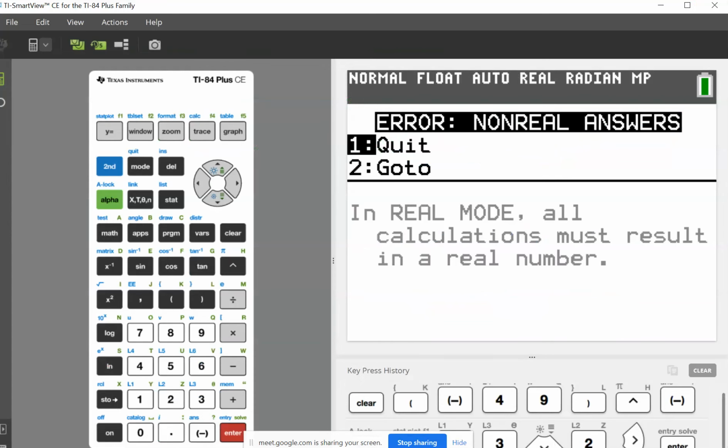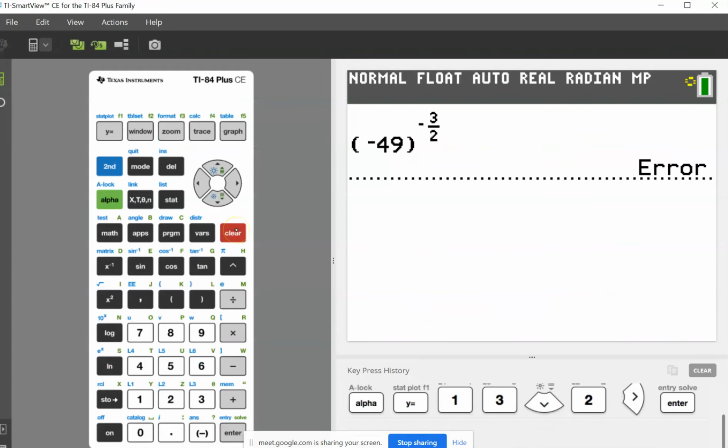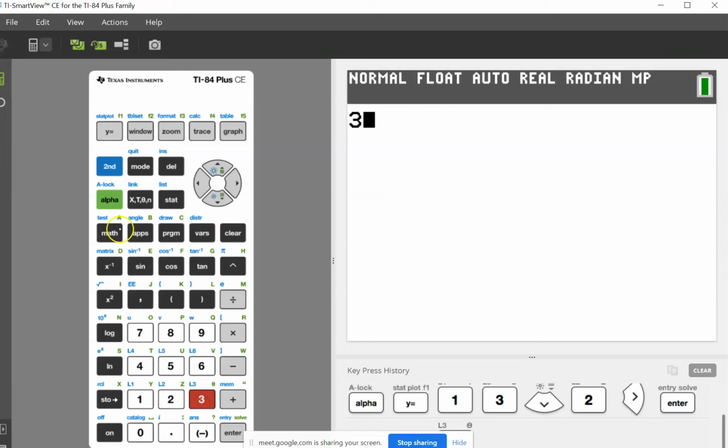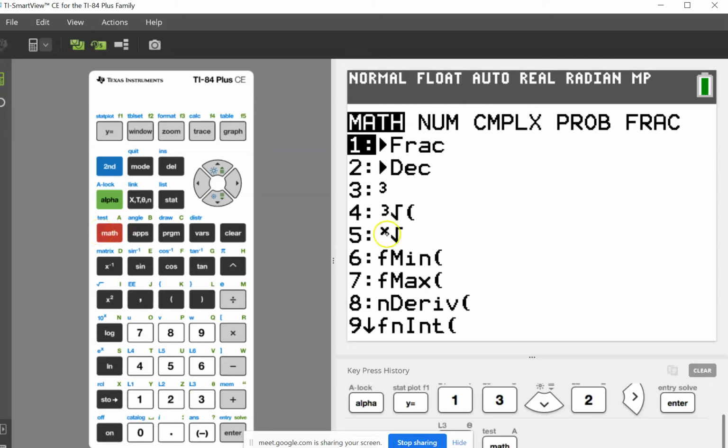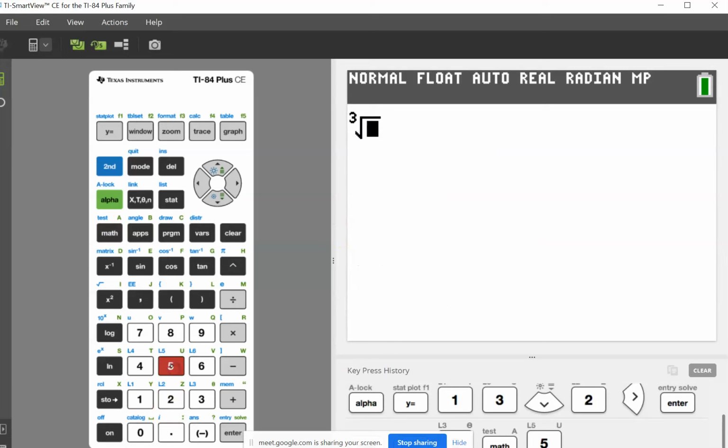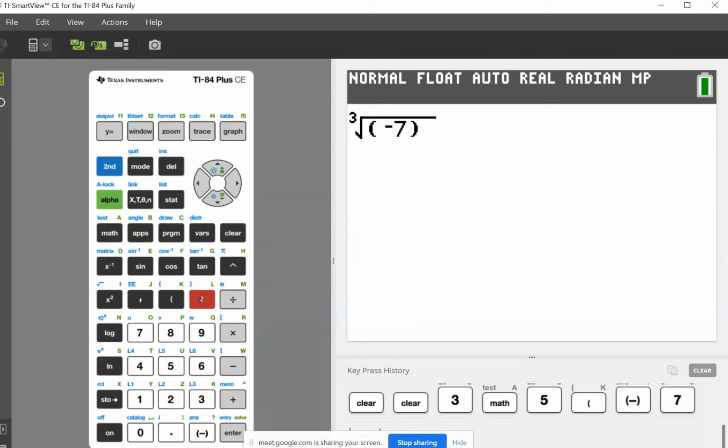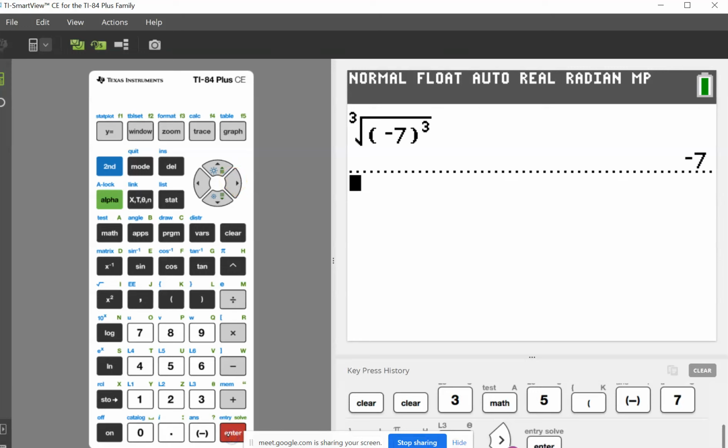Another way that you can do this, and you're going to go to your calculator. I'm going to do a 3 for my index, math. I'm going to choose number 5. Under the radical, I'm going to type in my negative 7, and I'm going to raise it to the power of 3. You may also type this in on the calculator, and then when you check, you get your negative 7.